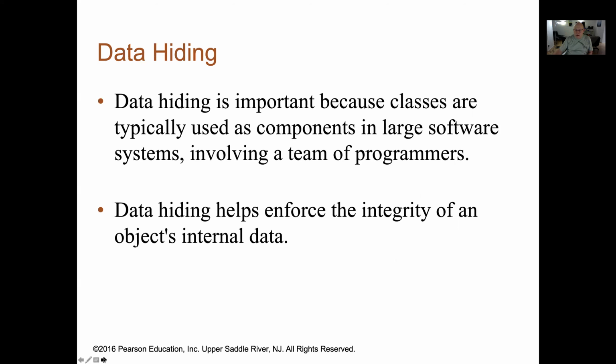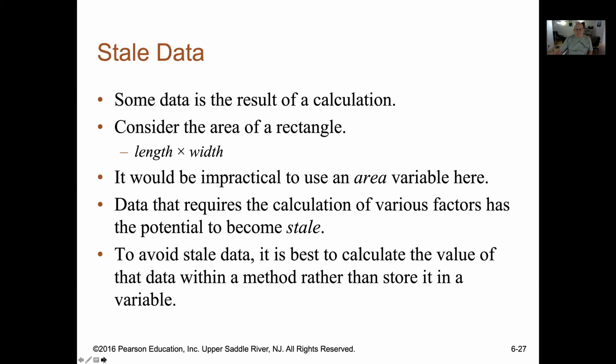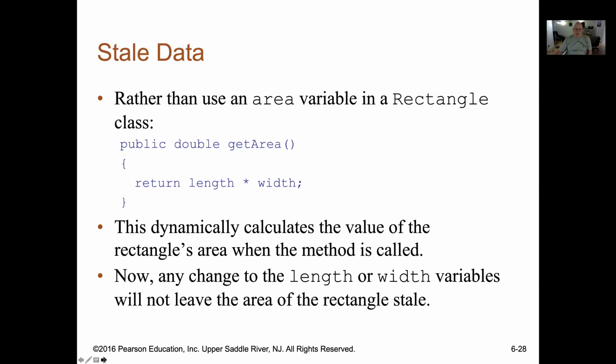Data hiding is important because classes are typically used as components in large software systems involving a team of programmers. Data hiding helps enforce the integrity of an object's internal data. Talks about stale data. To avoid stale data, it's best to calculate the value of the data within a method rather than store it in a variable. Example.